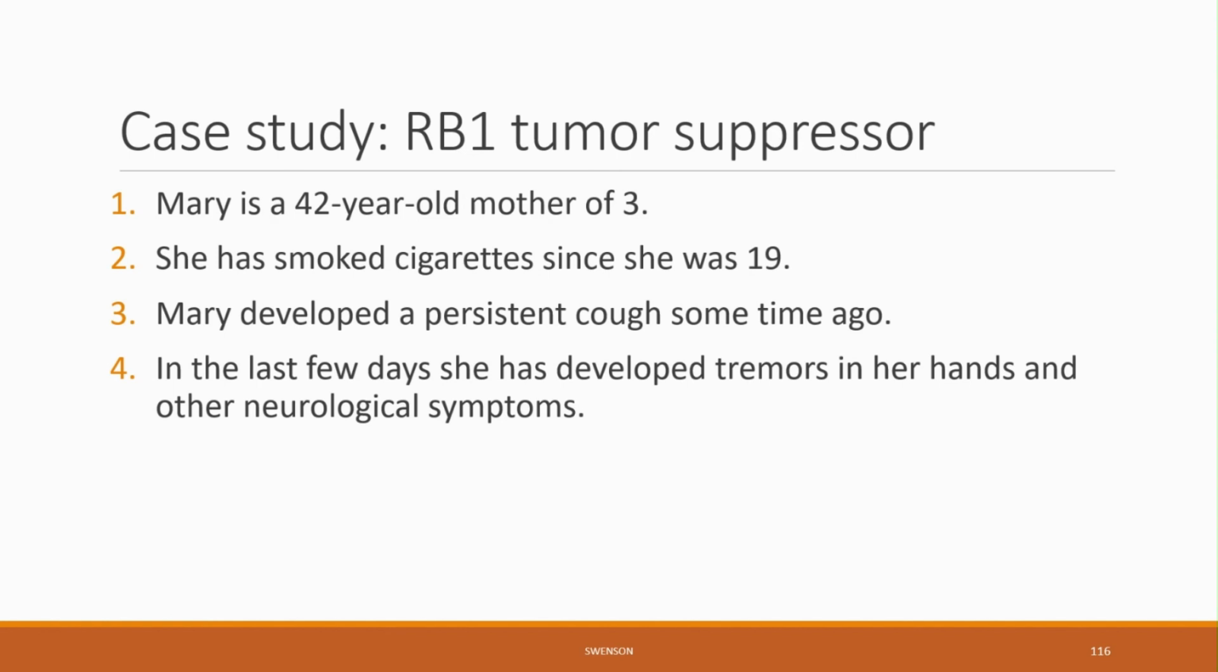So in this case study, Mary is a 42-year-old mother of three. She has smoked cigarettes since she was 19. Mary developed a persistent cough some time ago. In the last few days, she has developed tremors in her hands and other neurological symptoms.